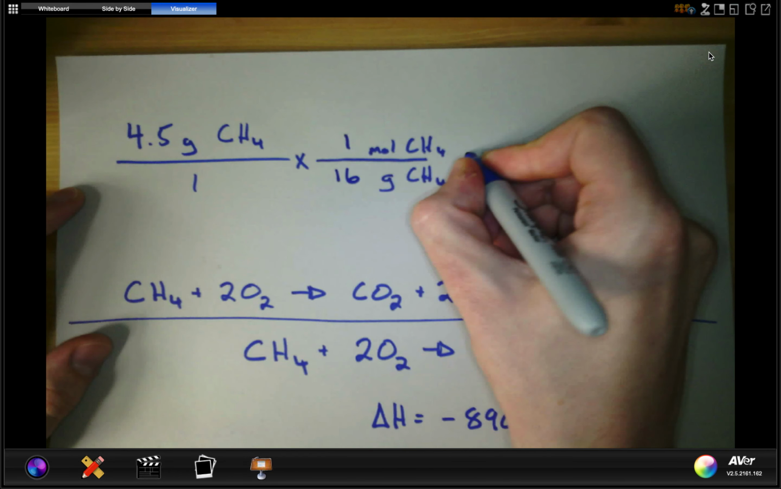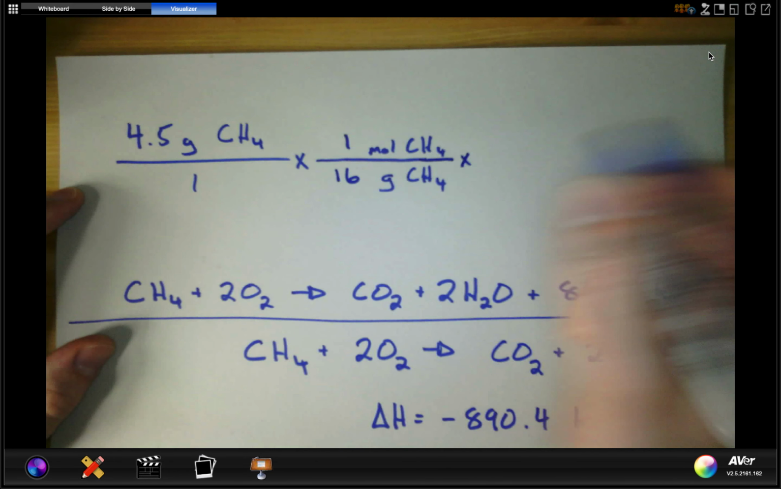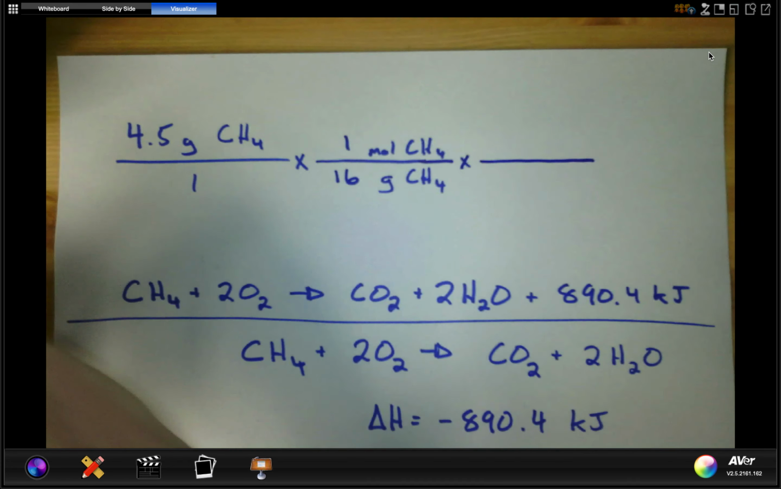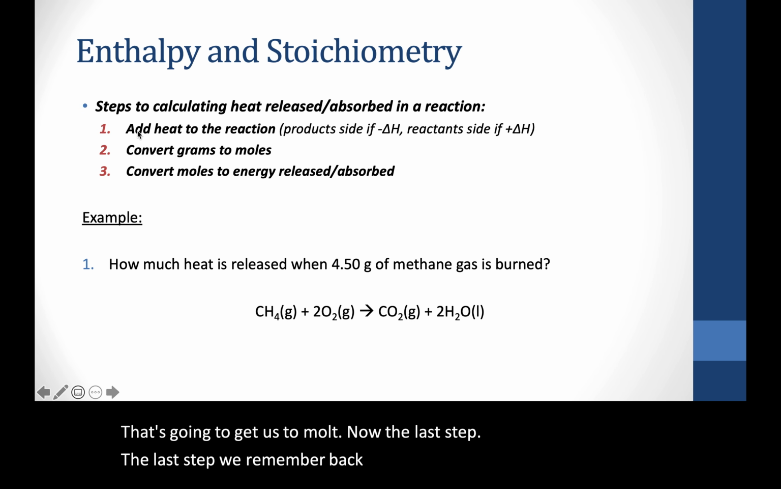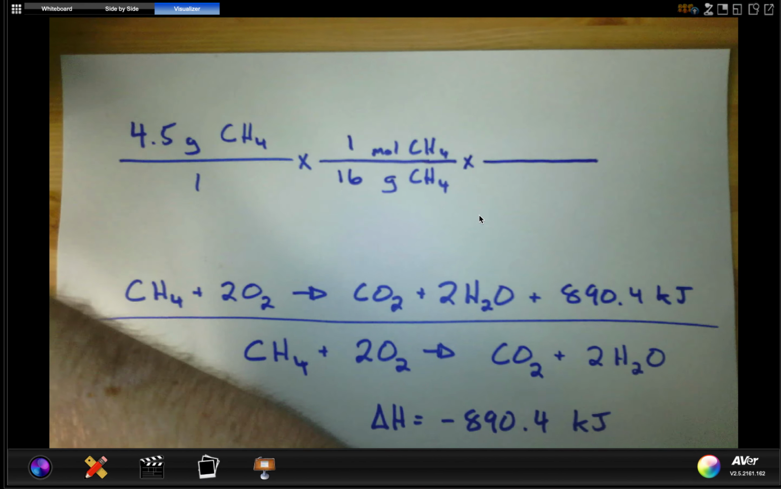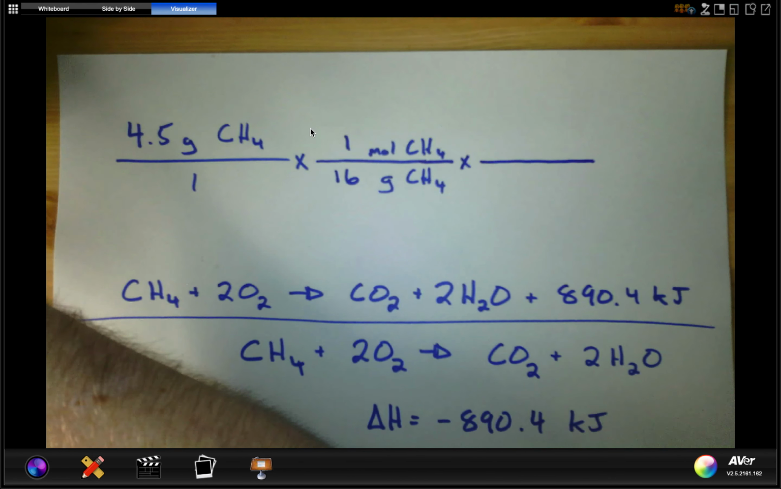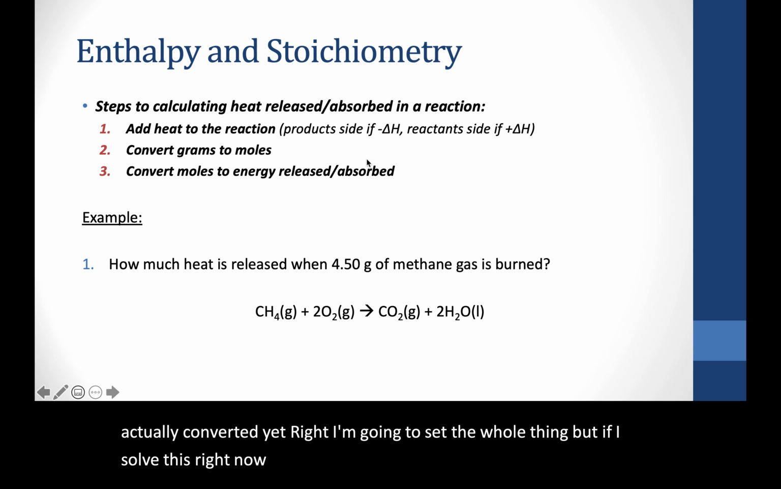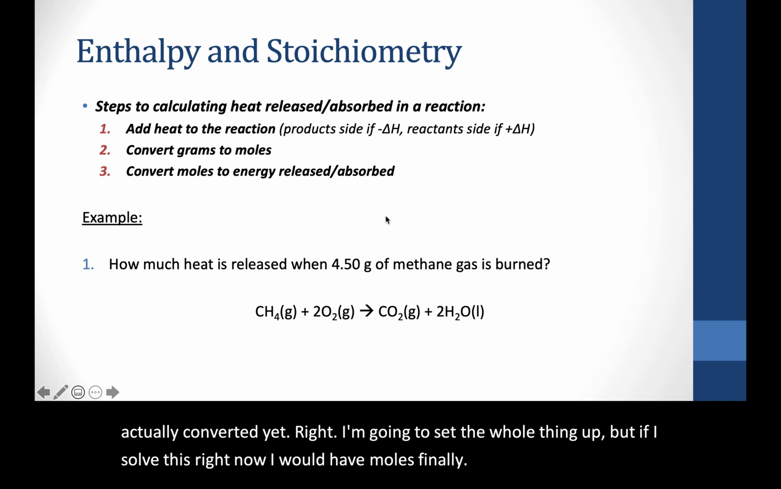Now, the last step, I'll make this a little longer. If we remember back here, look what I did. I added heat to the reaction. I converted grams to moles. Oh, I set it up. I haven't actually converted yet. I'm going to set the whole thing up. But if I solved this right now, I would have moles. Finally, I need to convert moles to energy.